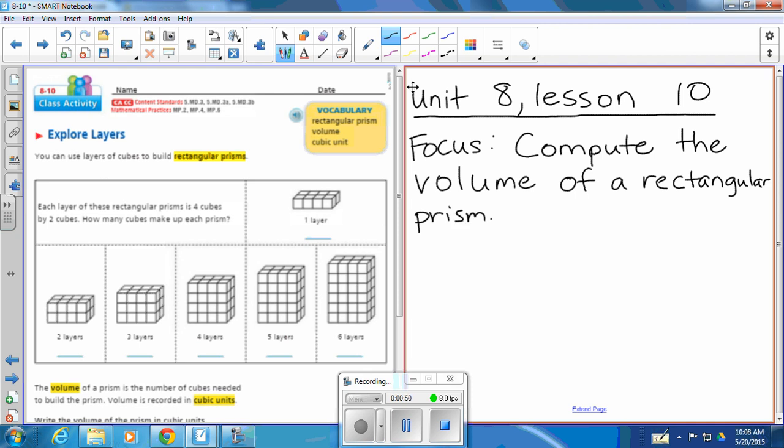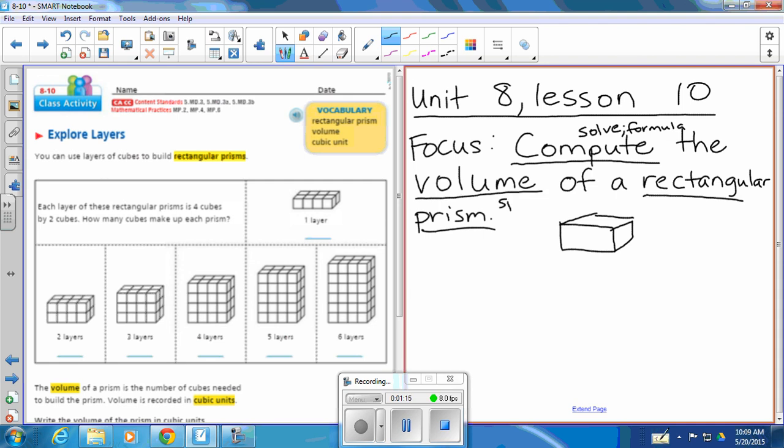Okay, so remember, a rectangular prism is basically a rectangle that's been stretched out into a 3D shape. Compute means we're actually going to solve for volume. We're going to use a formula and plug in numbers for that formula. And volume is the space that it takes up. Okay. So just to review the vocabulary again.